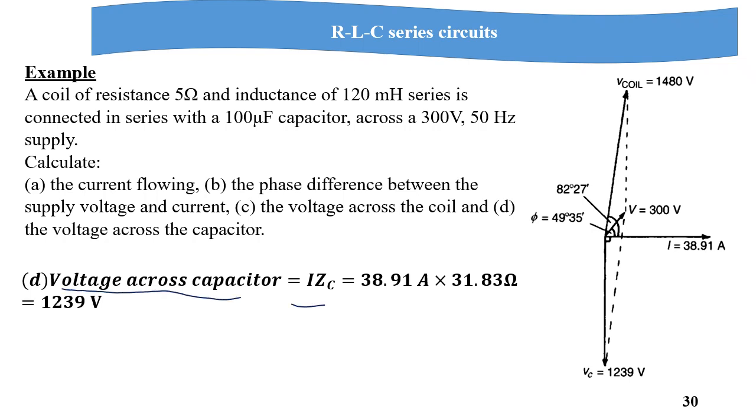And for the capacitor element, we get the voltage across the capacitor, which is the last required, equal to I times ZC, where I equals 38.91 and ZC is equal to the value of XC, 31.87, or negative jXC. If we have the angle, then it will be 1239 volts.